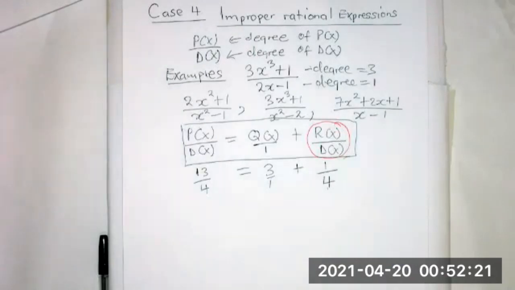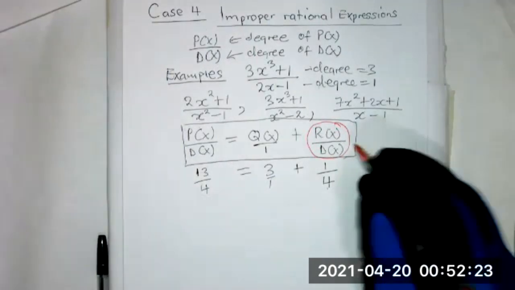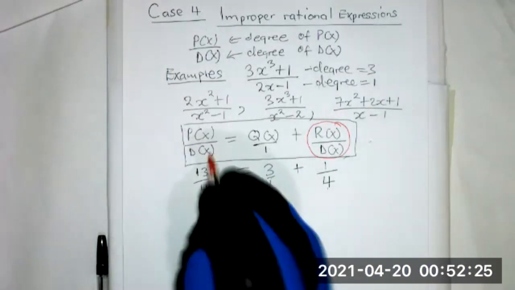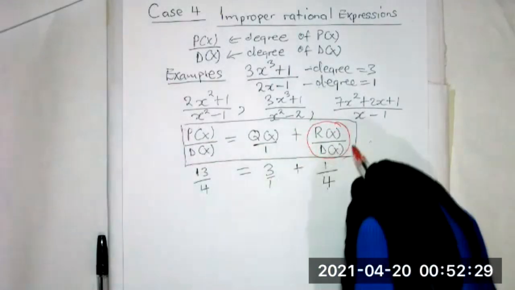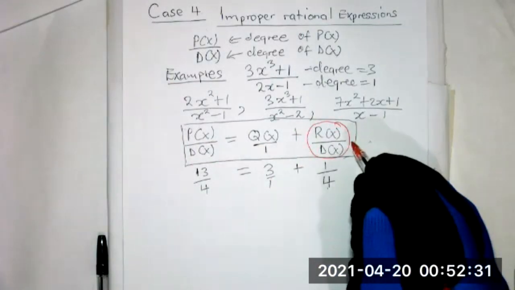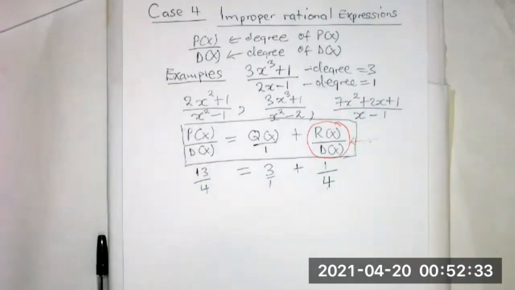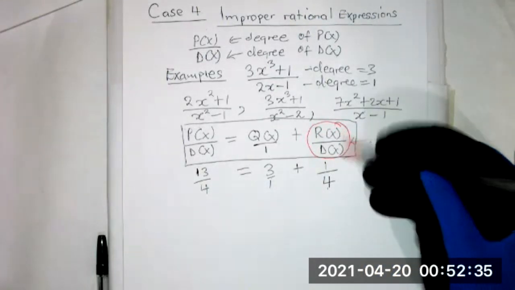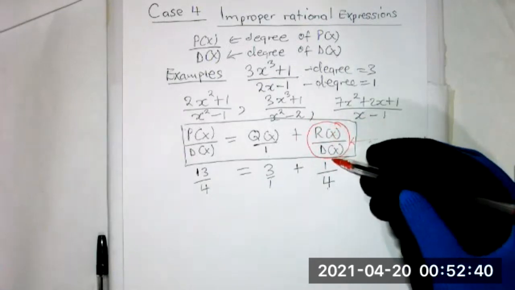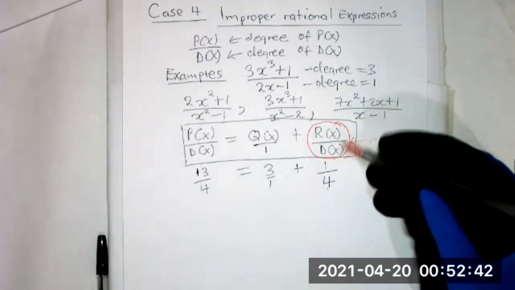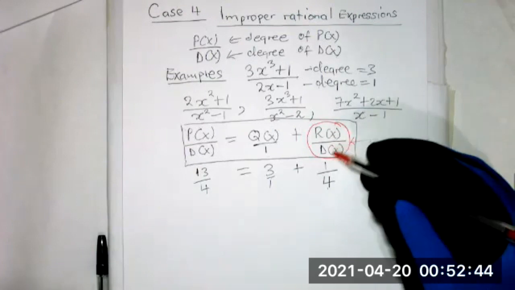This is what you will need to partialize. So once you partialize this, it means therefore P of x over D of x is equal to Q of x plus this one, which will be also partialized. So the case that you are going to use to partialize the R of x over D of x can either be case 1, depending on the nature of D of x.